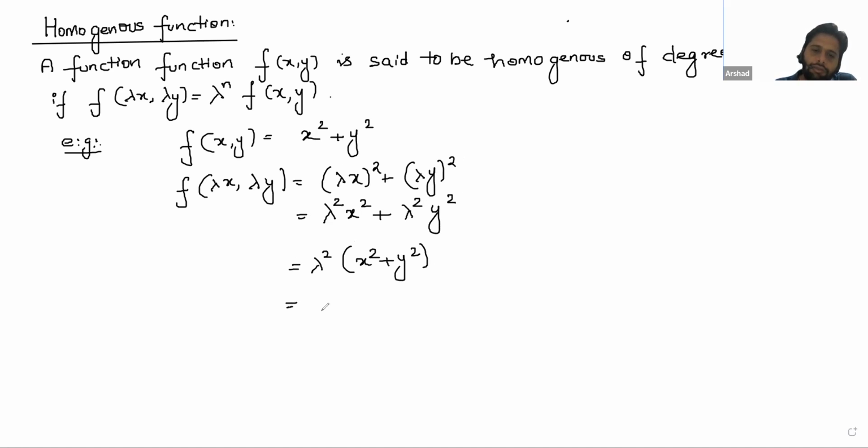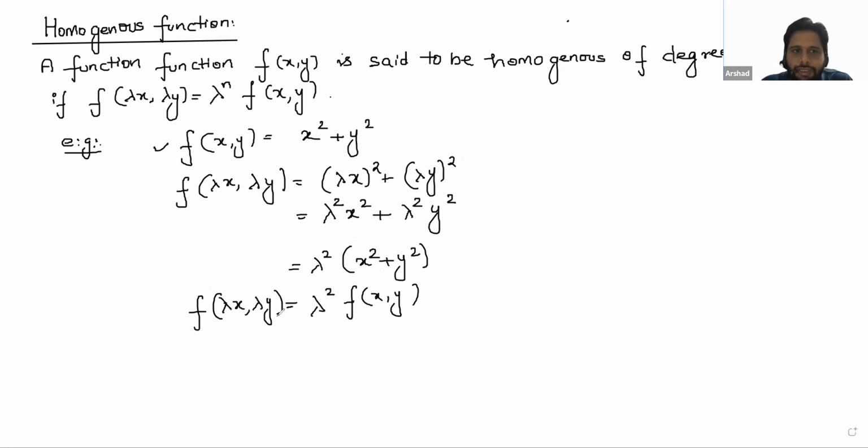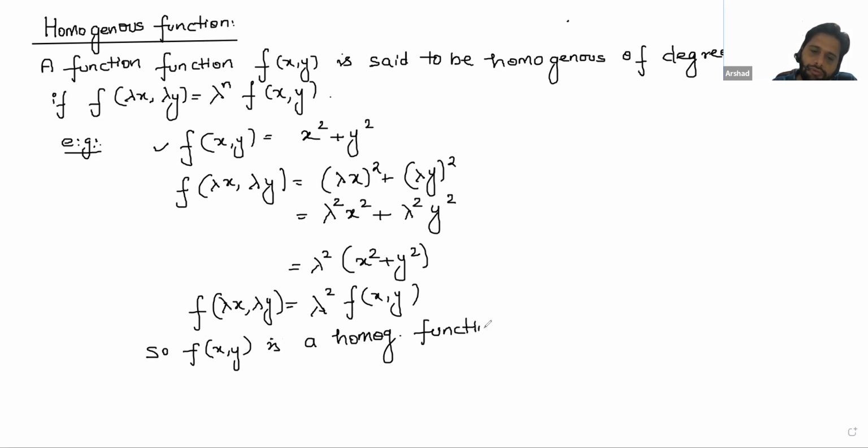Okay, and this is lambda square, and in place of this we can write f(x, y), and here we have f(lambda x, lambda y). So we will say that this is a homogeneous function of degree 2. So f(x, y) is a homogeneous function of degree 2. Okay, so I hope this is clear to you, Atif. Huzaifa, you have just joined.